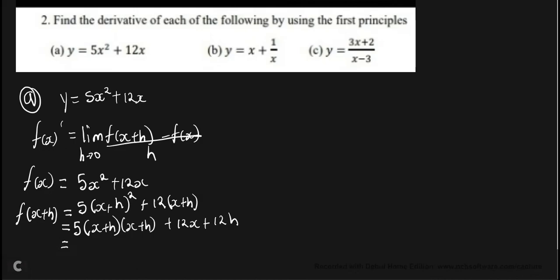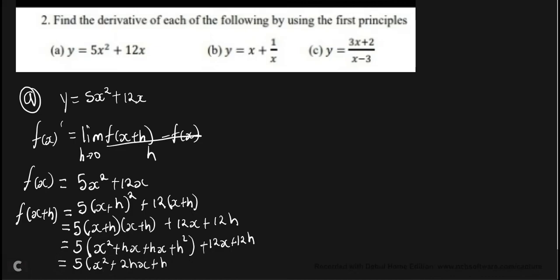Then the next thing is this. What you do here is you multiply. When you multiply there, you have x squared plus hx plus hx, then plus h squared, like that, plus 4x plus 4h. So you have 5 times x squared plus 2hx plus h squared, plus 4x plus 4h.